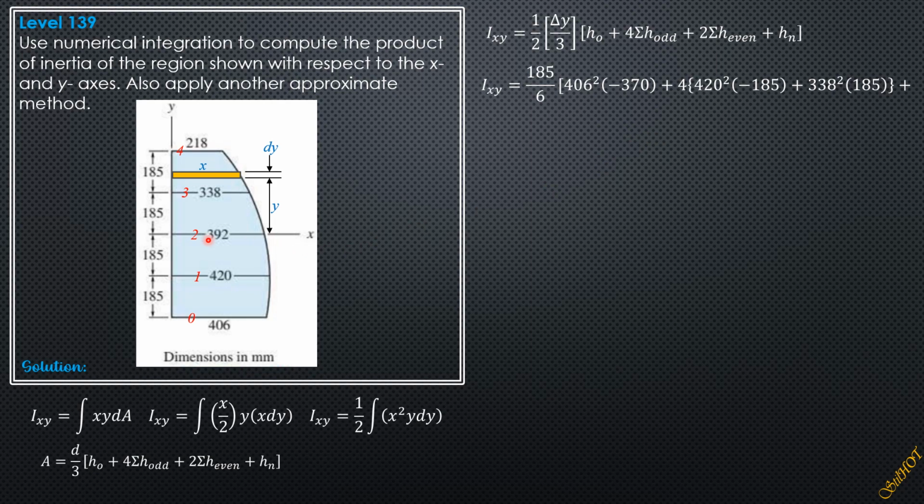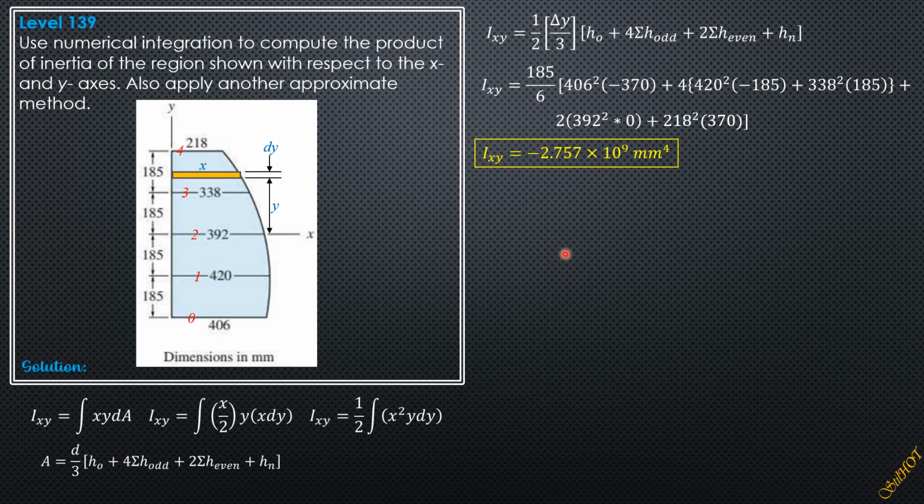Then for the even part, this is only the considered even part because this is hn here. So 2 times 392 square, but y is 0. 2 times 392 square times y, which is 0, plus hn 218 square, hy is positive 370, 185 times 2. So computing Ixy equals negative 2.757 times 10 to the 9 mm to the fourth.